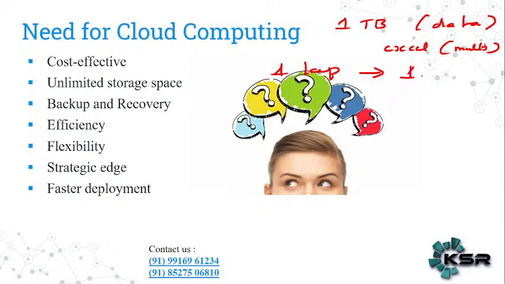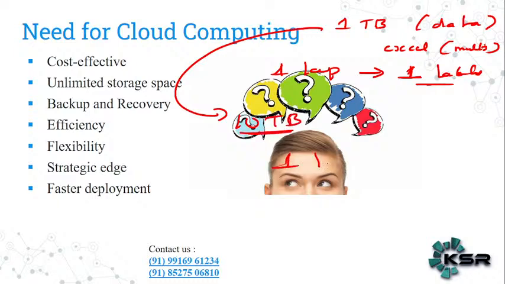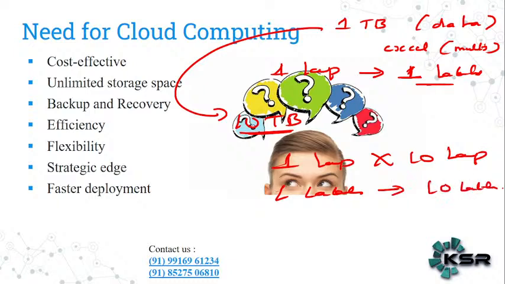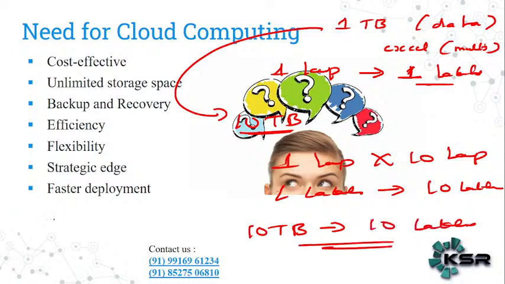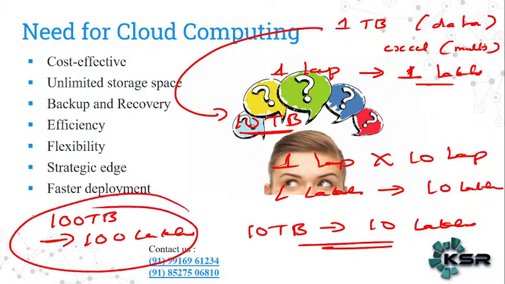For this one laptop, I'm spending 1 lakh. Nowadays, a highly configured system comes at a high cost. Now imagine this 1 terabyte becomes 10 terabytes. Very simple. You have one laptop, now you purchase 10 laptops, and 1 lakh becomes 10 lakhs. So practically speaking, for 10 terabytes, I have to spend 10 lakhs. Very easy calculation. Tomorrow I have to store 100 terabytes, I have to spend 100 lakhs. You can still go and do it.